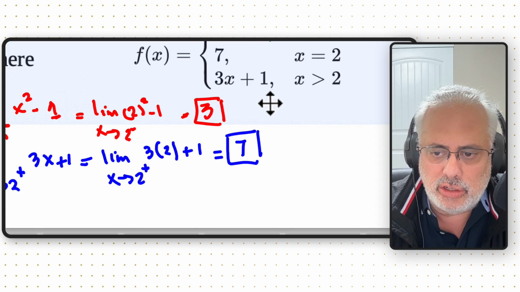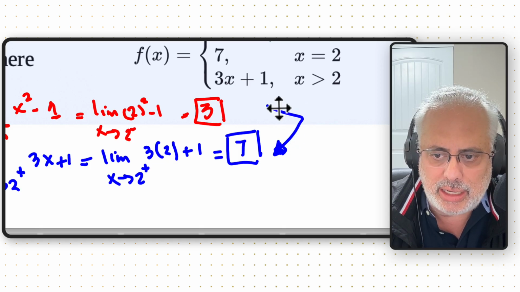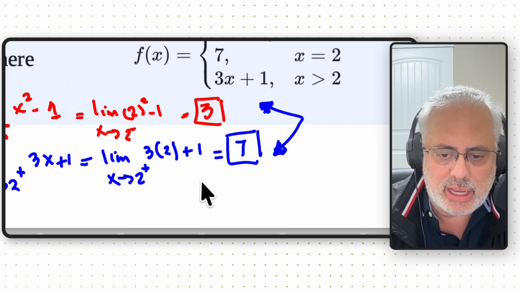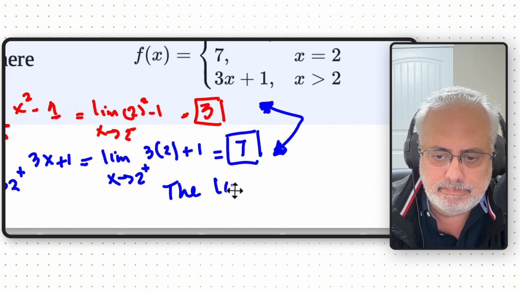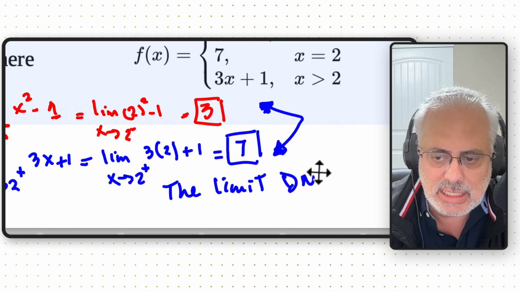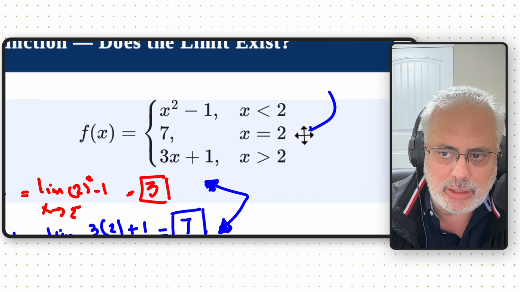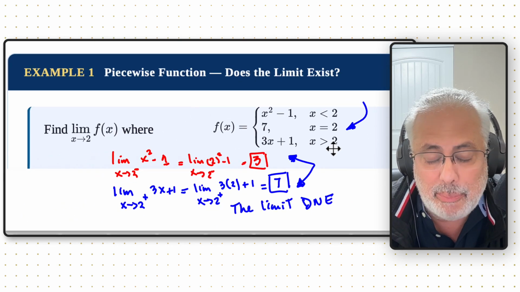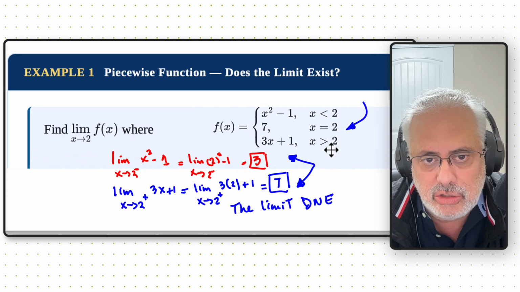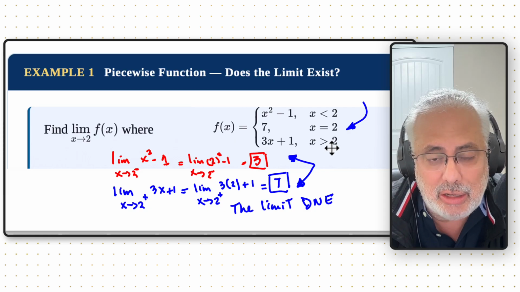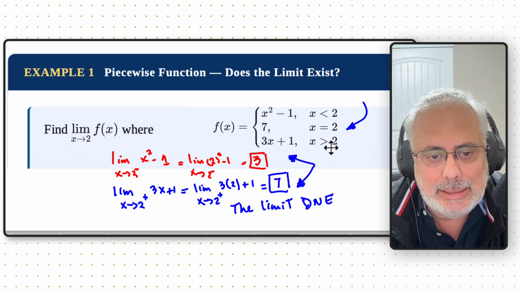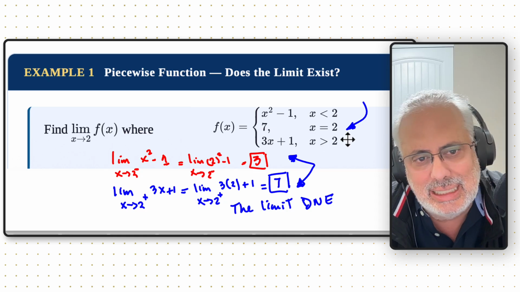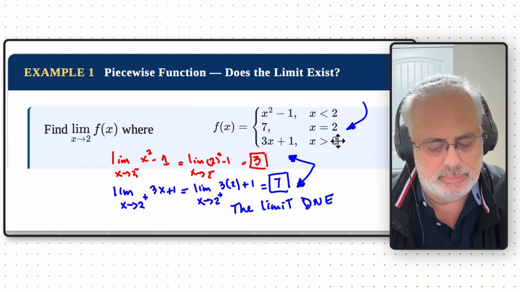And now we notice immediately that the limit from the right and the limit from the left are not the same. When that happens, we can say that the limit does not exist. So we don't need to evaluate what happened at the value of 2, because the limit is not about what happened to the function at x equal 2. It's about what happens to the function when x is approaching 2 from the right and from the left. This is a basic and classic AP exam question.